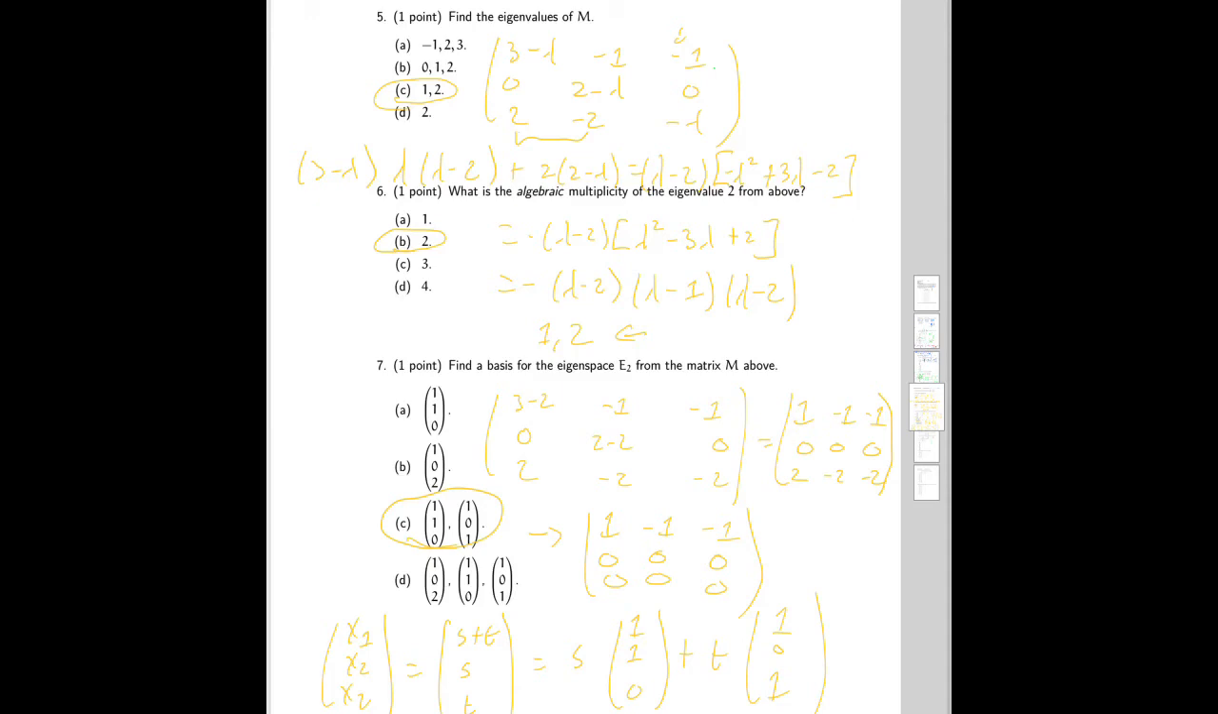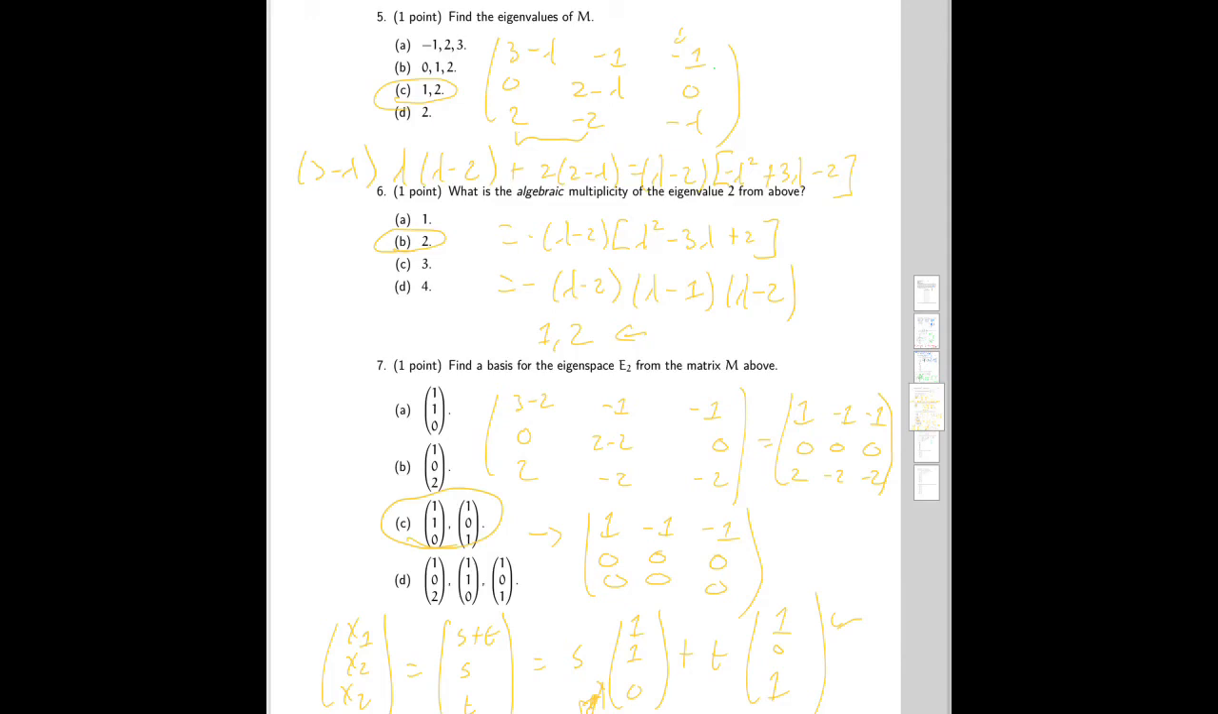Okay, notice it could be that if you row reduce things a little bit differently, you might get two different vectors. What I'm trying to say here is that if you got a different basis, it doesn't necessarily mean that your answer is wrong. The basis you got could be the same as this basis, just written differently.